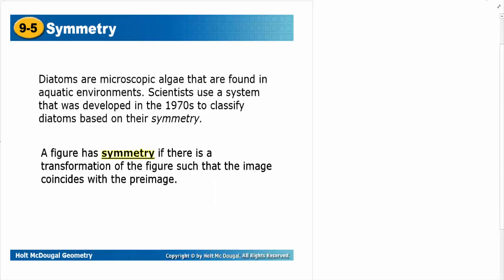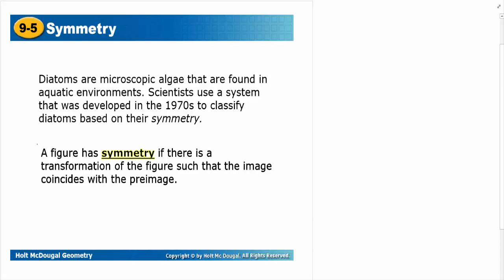The big thing here, there is an example in the book and in the notes that deals with diatoms. So we've got the statement up there. They're microscopic algae found in aquatic environments. This is just a very specific type of thing that we use symmetry on.